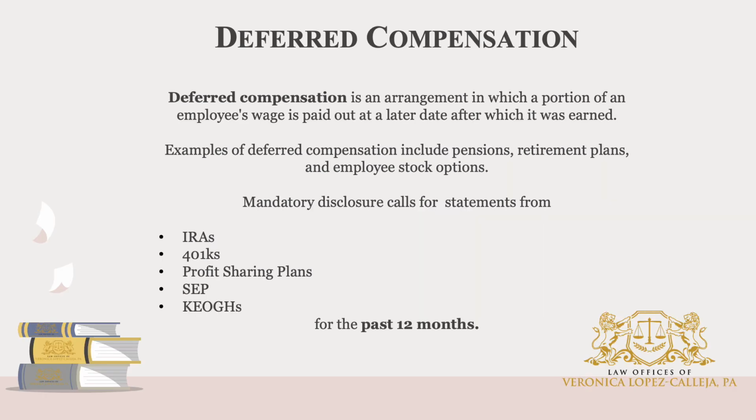Deferred compensation. Deferred compensation is an arrangement in which a portion of an employee's wage is paid out at a later date after which it was earned. Examples of deferred compensation include pensions, retirement plans, and employee stock options. Mandatory disclosure calls for the statements from IRAs, 401ks, profit-sharing plans, SEPs, KEOGHs for the past 12 months.